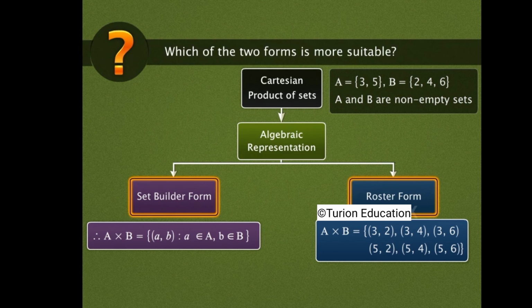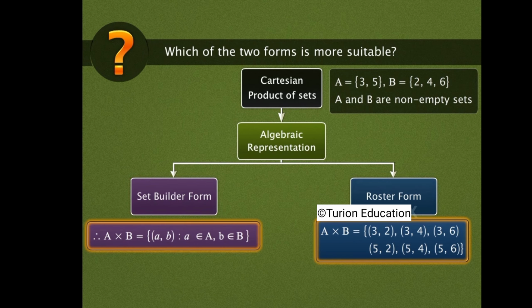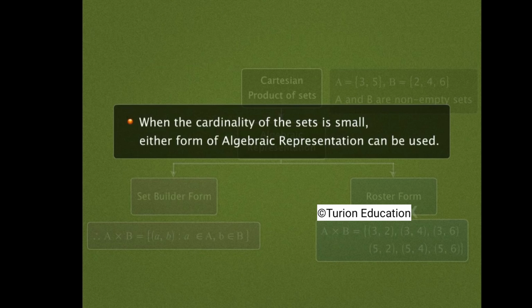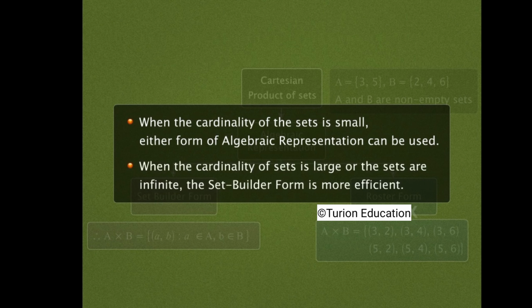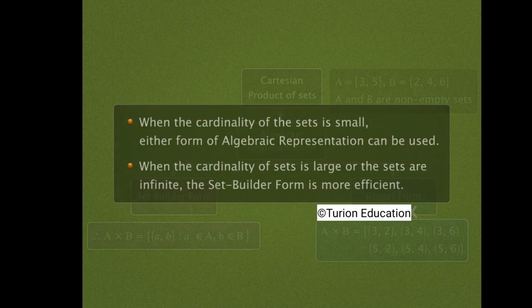So which of the two forms is more suitable? As we can see in our example, both forms are suitable. When the number of elements in the sets is not too large, it is simple to write the Cartesian product in either of the two forms, the roster or the set builder form. But when the cardinality of sets is large or the sets are infinite, representing the Cartesian product in set builder form is more efficient. Let's now represent the Cartesian product of two sets in both these forms for practice.